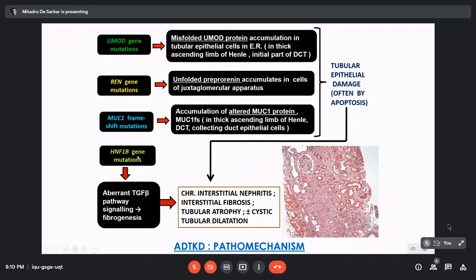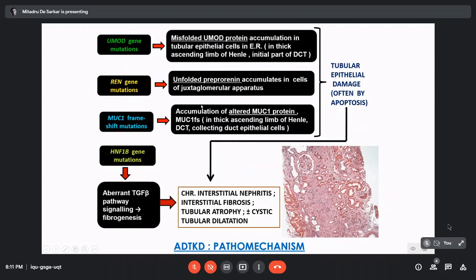HNF1B gene mutation, however, is not that easy to explain. I have seen a few sources, they were not actually able to come up with a satisfactory explanation. It is suggested that aberrant transforming growth factor beta pathway signaling could lead to fibrosis, but it does not explain the tubular changes basically. Whatever it is, as you see, there is a lot of misfolding and unfolding going on. So it is logical that you will have IHC to pick up these misfolded proteins.